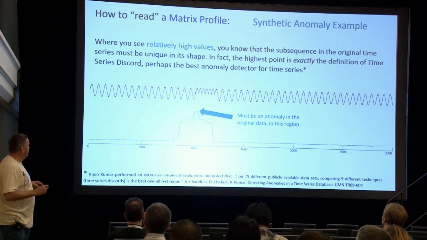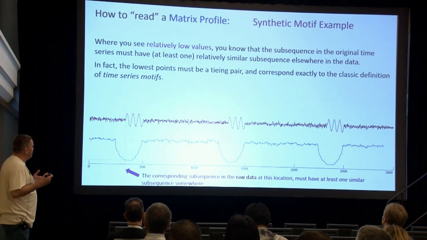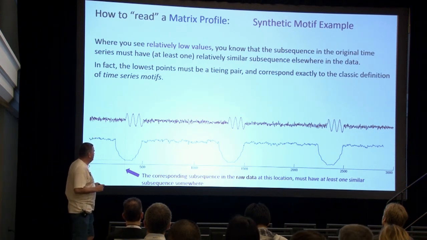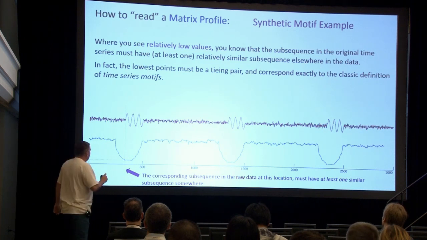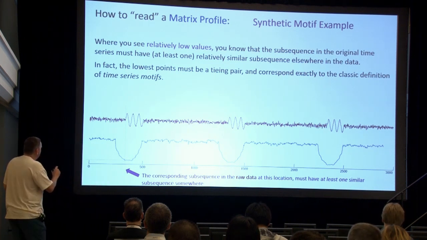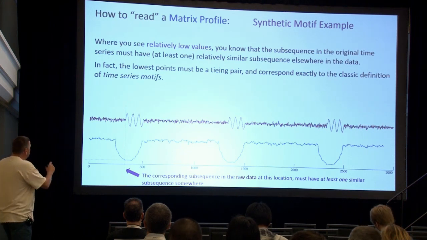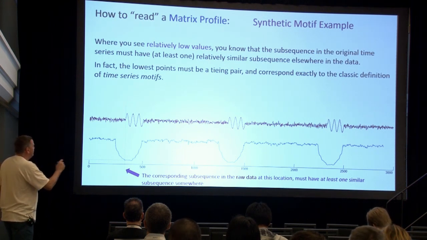So we're occasionally interested in high values, occasionally interested in low values. Here, even if you couldn't see the red time series, look at the matrix profile. You can see there are low values here, and you know immediately that the subsequence corresponding to this must have a match, at least one, maybe more, somewhere in this time series.